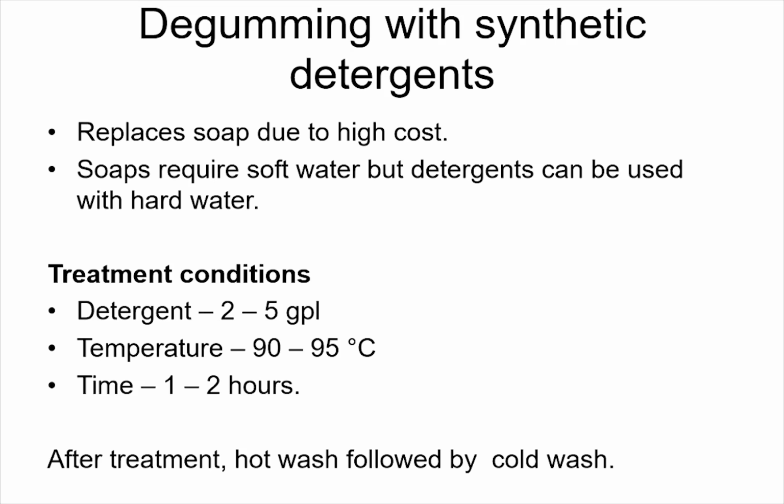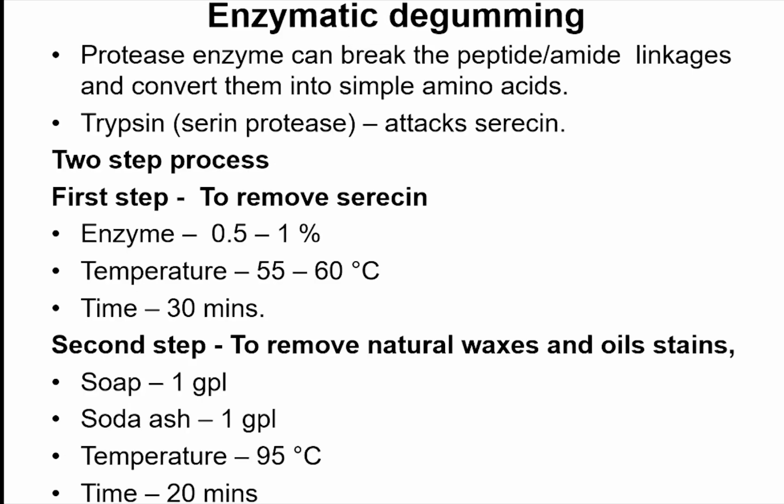As usual, after this process you have to wash the fabric with hot water followed by cold water and then drying. So this is the sequence followed for degumming with the detergents. And the next one is enzymatic degumming.